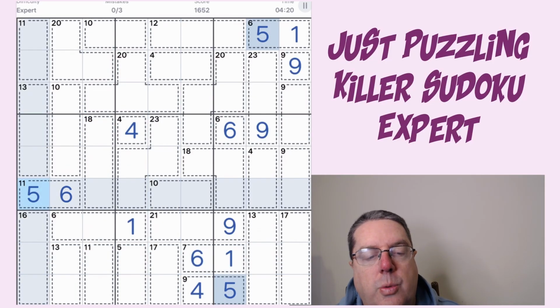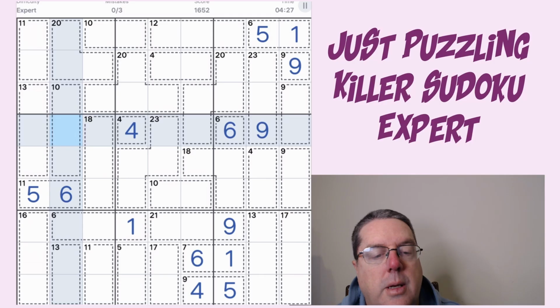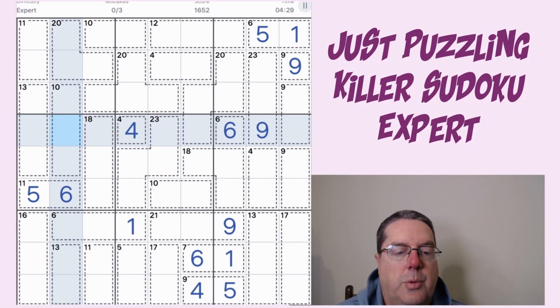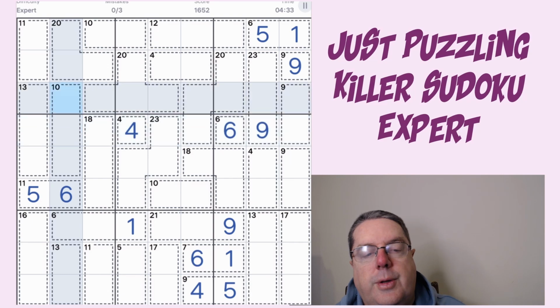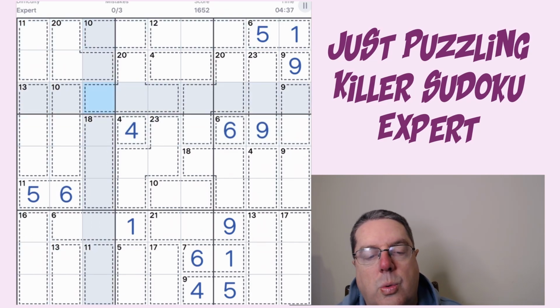18 plus 11 is 29. So these are going to add up to 16. These add up to 23. So 16 from 23 is 7. 7 plus 11 is 18, 28. So that's a 7 too.